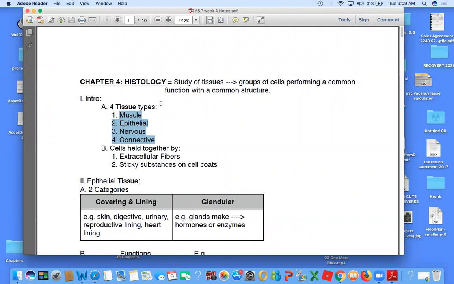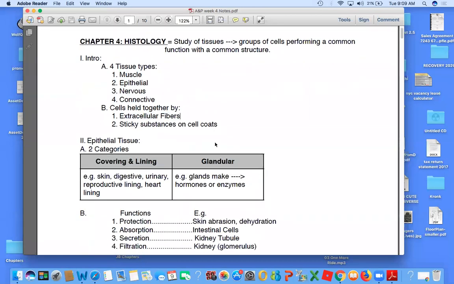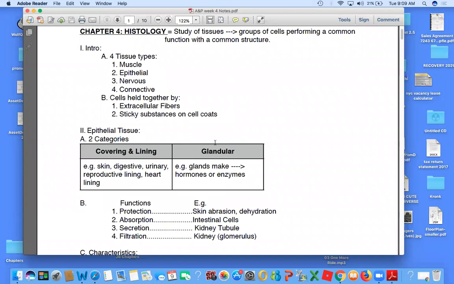Let's start with just the idea that all of these tissues are held together by something called extracellular fibers. There's 3 types of fibers: collagen, elastin, and reticular fibers. We'll talk about that at a later point. But these are strings that kind of hold your cells together. And also, this is a very complex word, sticky stuff. Sticky substances on cell coats. That really, it's a glue. We have various different types of glues that adhere or hold the cells together of a certain type of tissue.